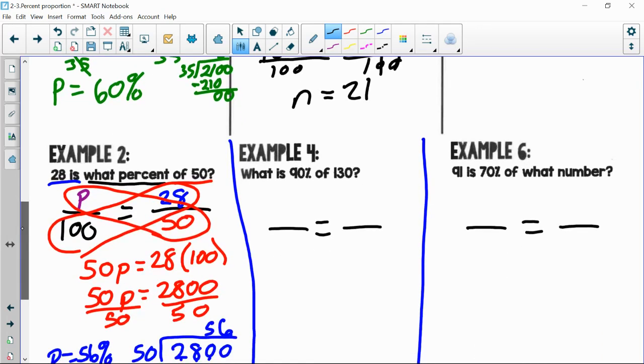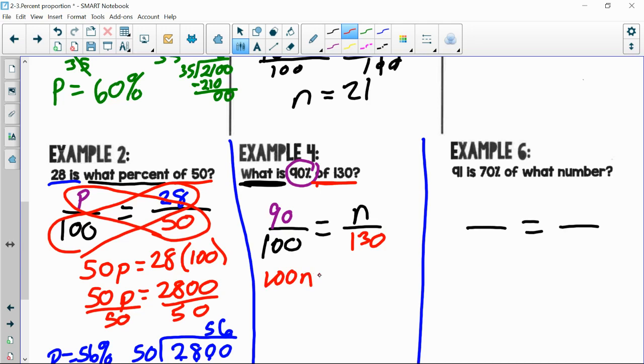All right. Example 4, doing the same thing. We're going to be looking for our part. And I know that because it says what is. That key word in there. All right, my percent though is 90. And percent is always out of 100 and goes on top of the 100. And then my of is the 130. Okay, do your cross products.